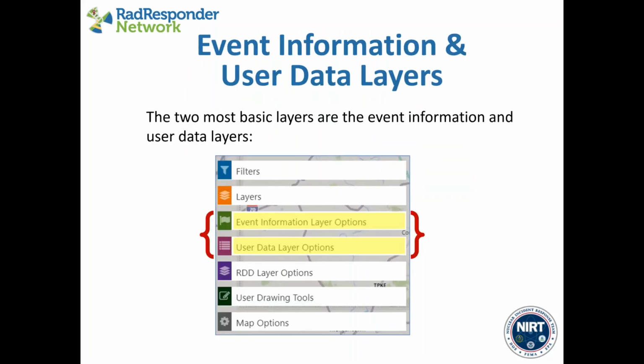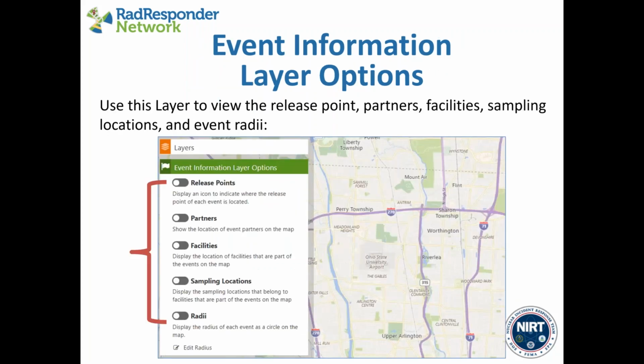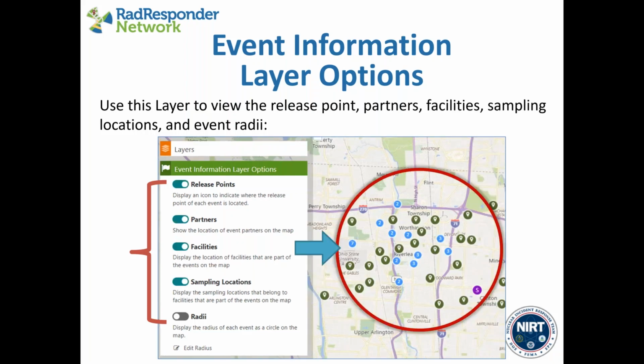Okay, I want to briefly go over two of the most basic layers on the event map before we jump into a live demo. Those two most basic layers are the event information layer and the user data layer. The event information layer is going to allow us to show the release point, the event partners, the facilities, the sampling locations of the event itself. So if I enable all of that, it's going to pop up on the map so I can see my sampling locations.